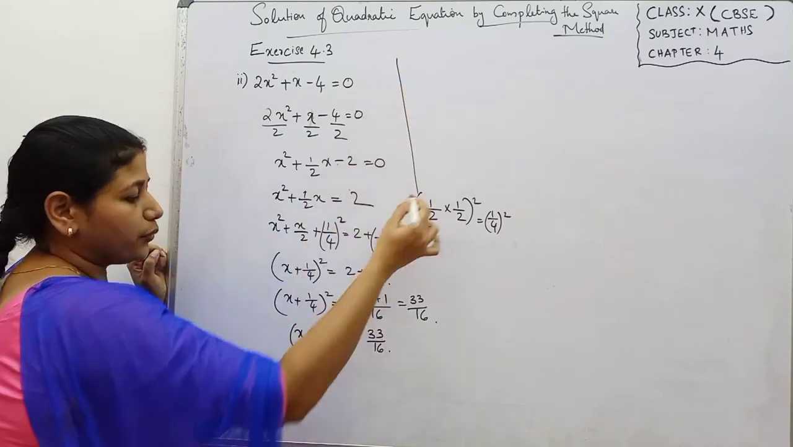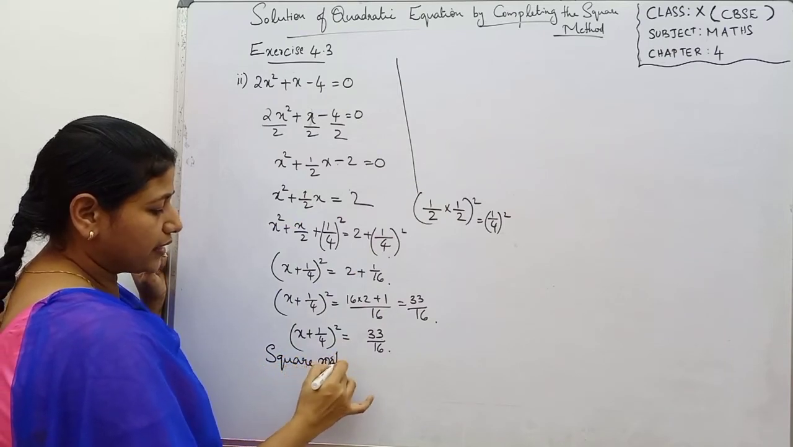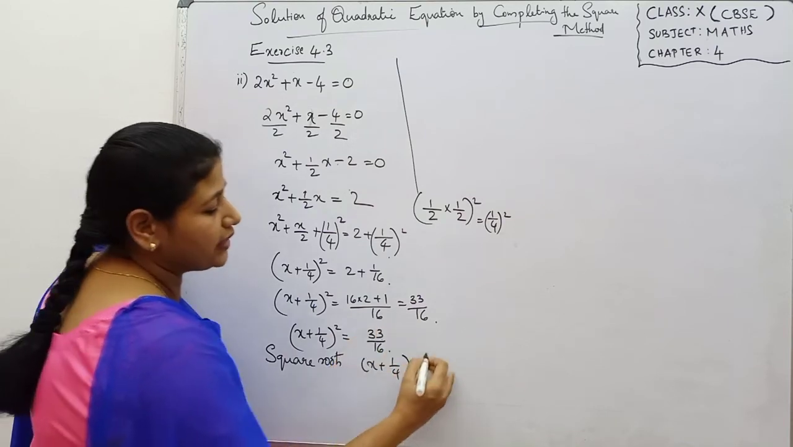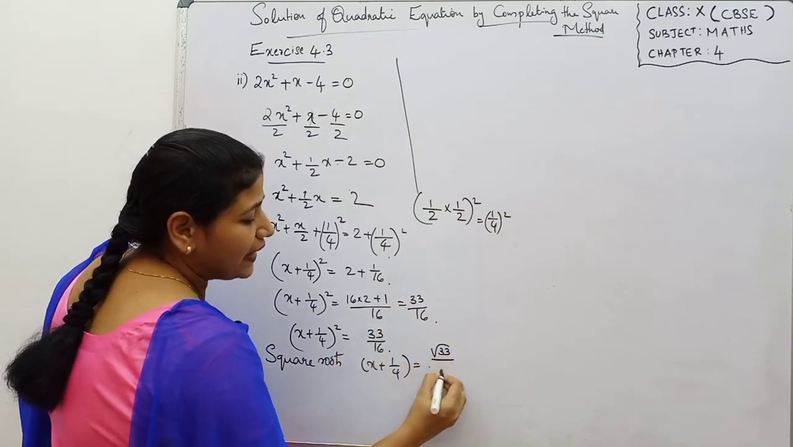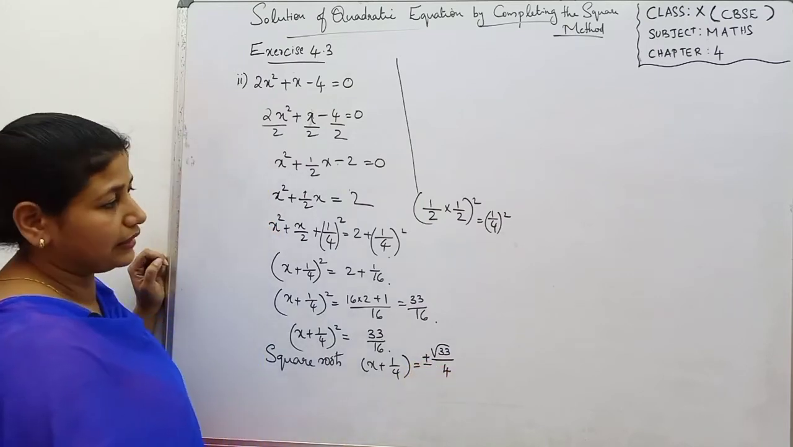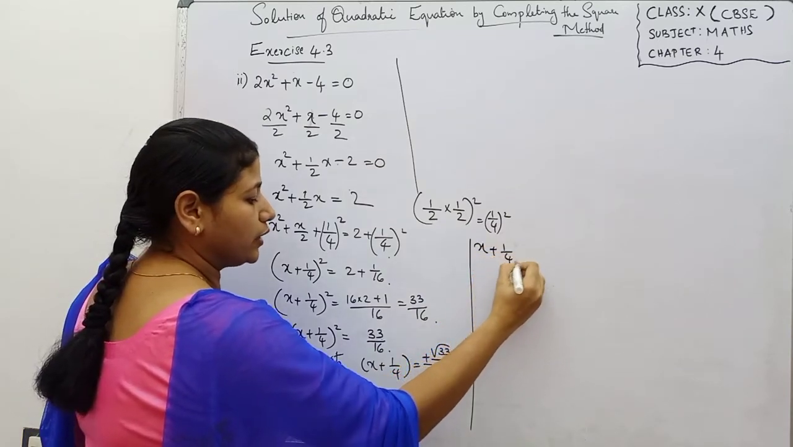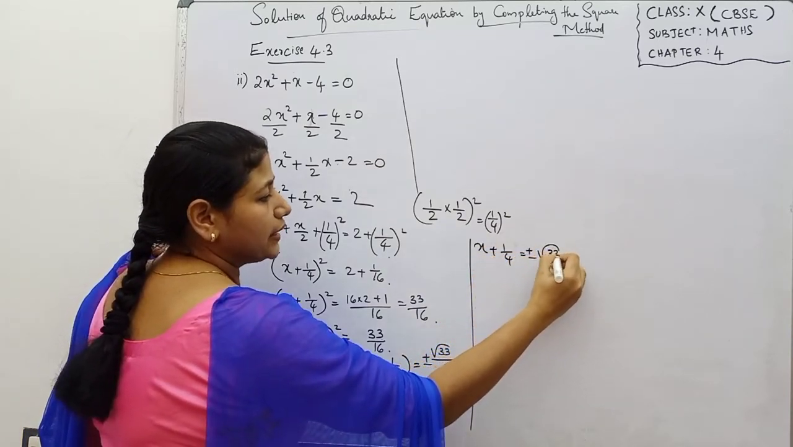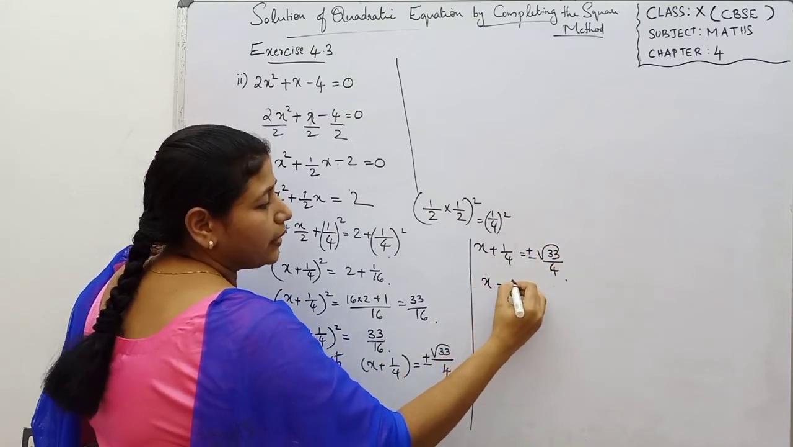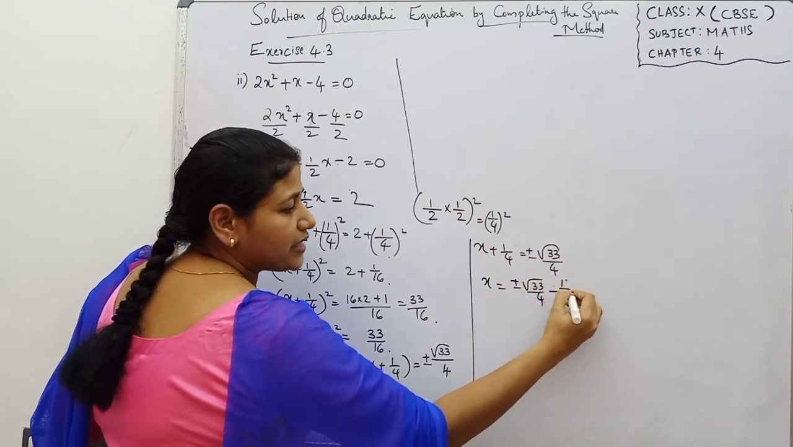Now take the square root on both sides. So you will get x + 1/4. This is not a perfect square, so we can write root 33 itself. And 16, the square of 4 is 16. That's why we can write plus or minus root 33 by 4. And x + 1/4 = ± root 33 by 4. So you will get x = ± root 33 by 4 minus 1/4.